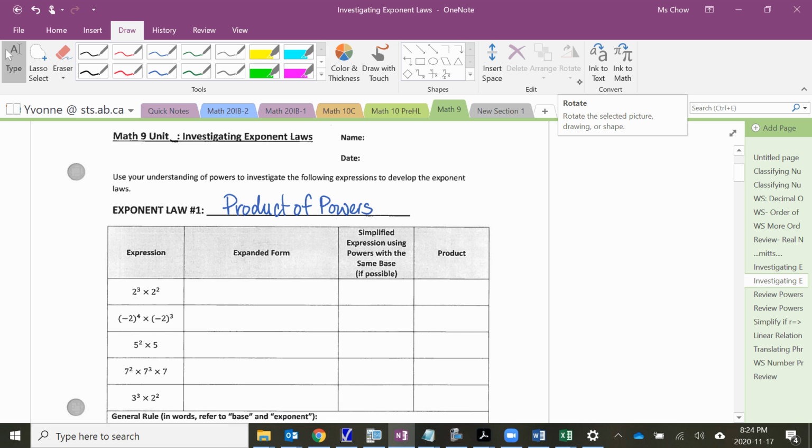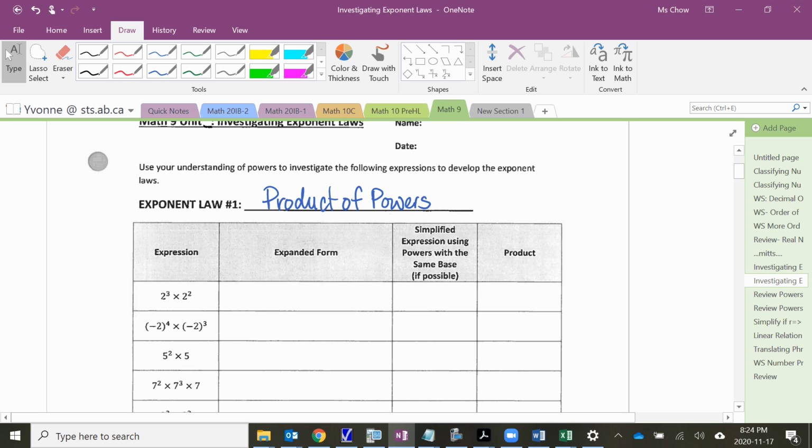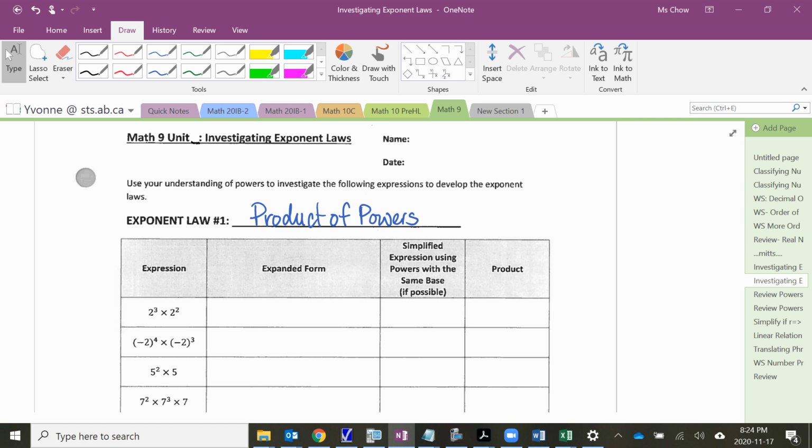And so you can also see that I've got it as investigating exponent laws. This is a perfect way to practice your investigation skills. And so I've set it up so that it leads you a little bit, but you should be able to create your own general rule working through it.